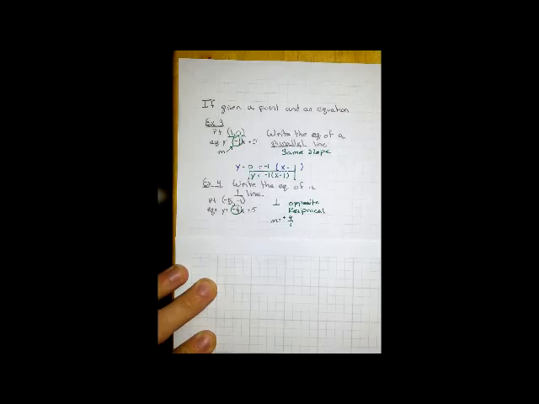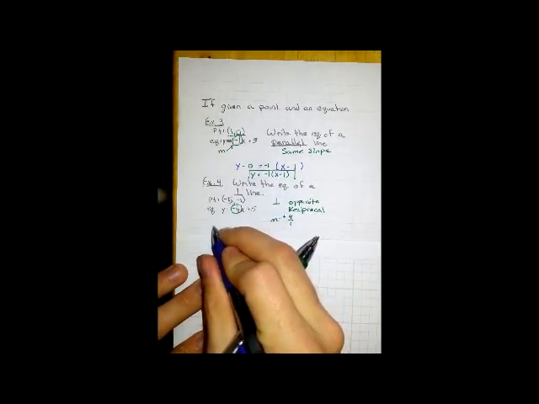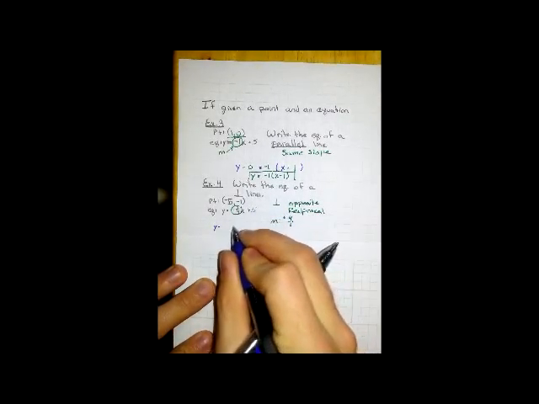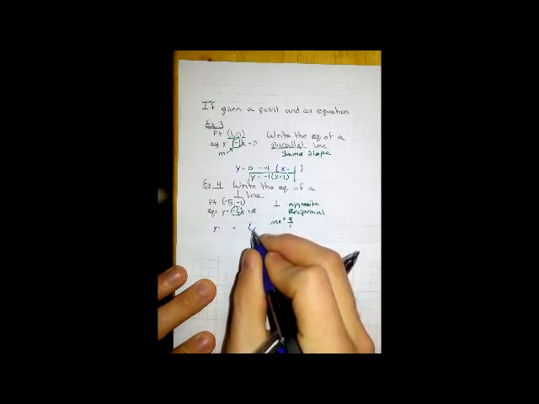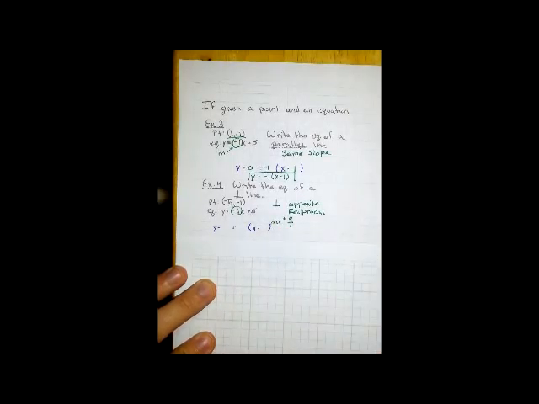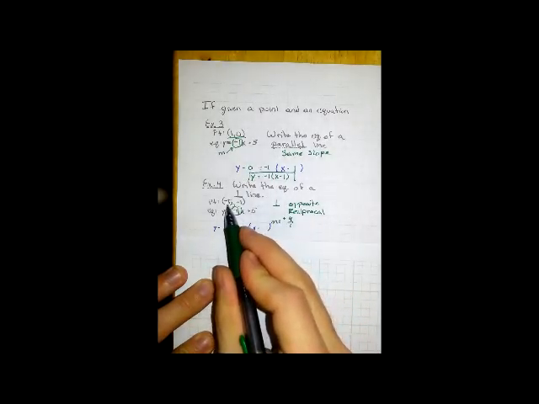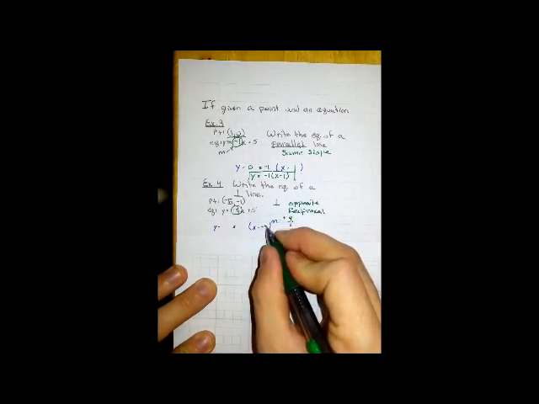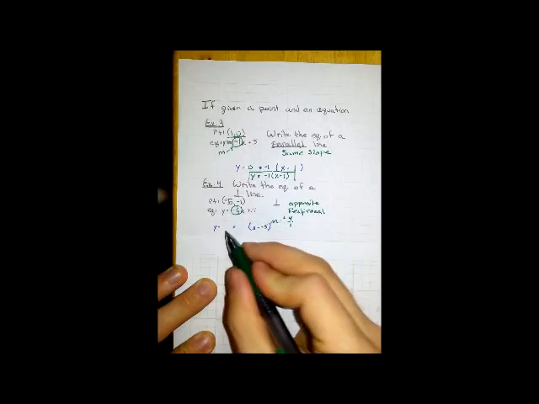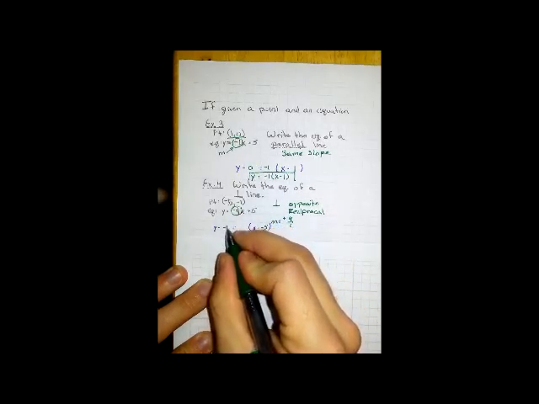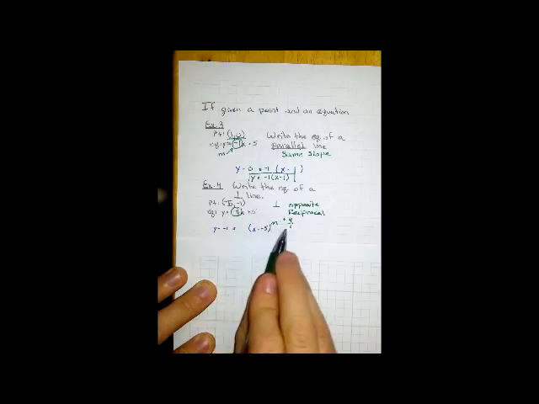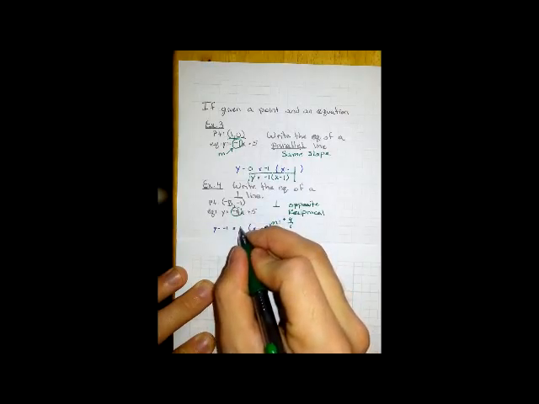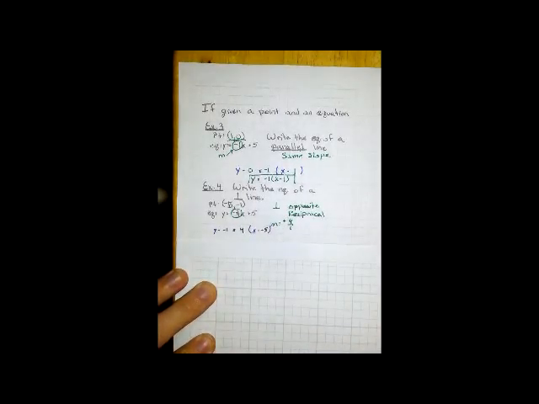So we go back to the same base equation. Y minus your y value equals your slope times x minus your x value. Plug in your values. X value is -5. Y value is -1. And your slope, the one we want to force this to be perpendicular, is 4.